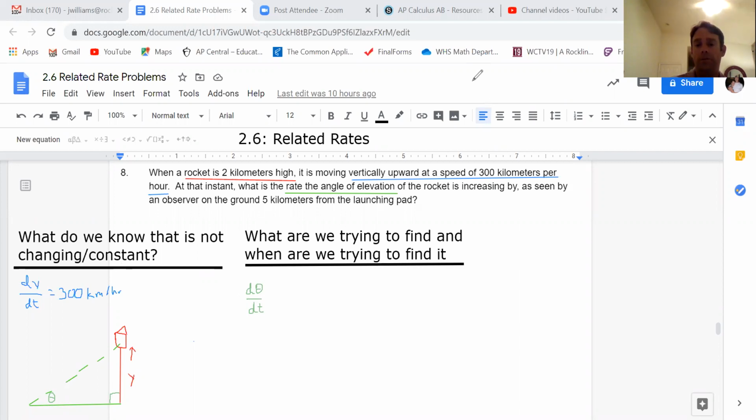And what do we know here? There's got to be something else here. As seen by an observer on the ground, 5 kilometers from the launching pad. Well, friends, that value right there, that looks like a constant value because my person standing 5 kilometers away, that person's never moving. That is a constant value.